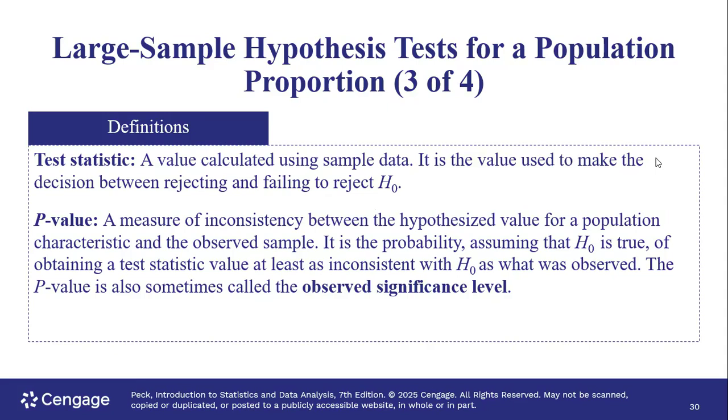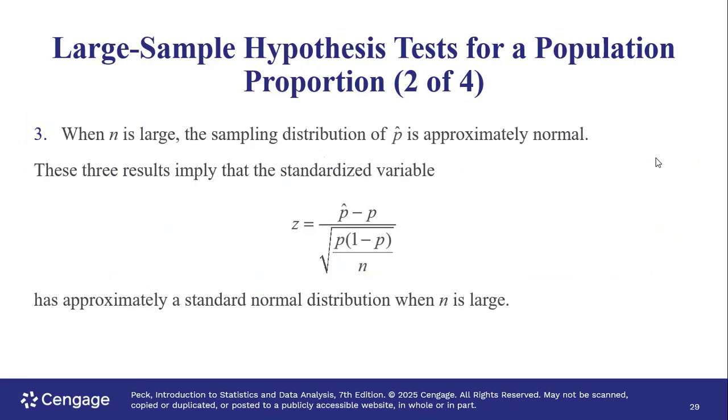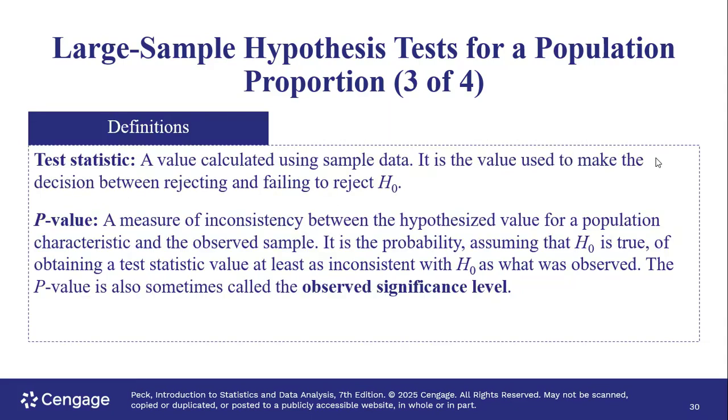Test statistic, a value calculated using the sample data. It is the value used to make the decision between rejecting and failing to reject H0. Basically, the test statistic is the standardized variable that we saw in the previous slide. It is how many standard deviations p hat is away from the hypothesized population proportion in the null hypothesis.